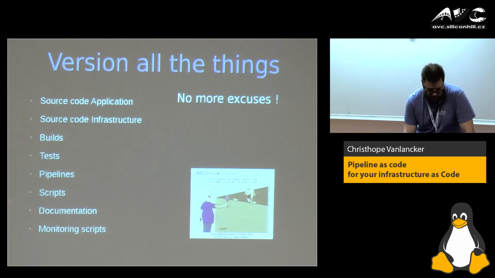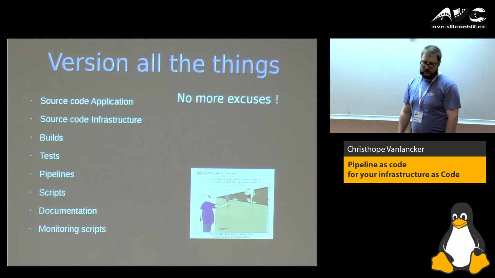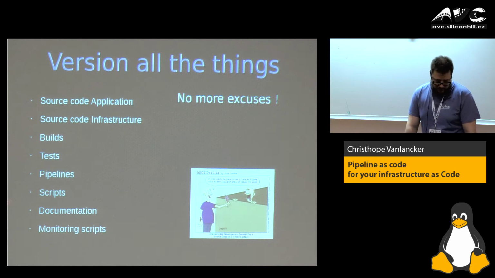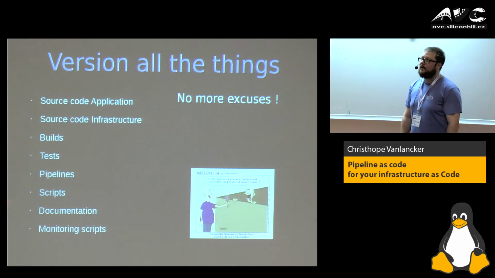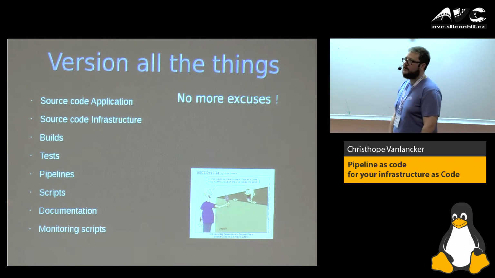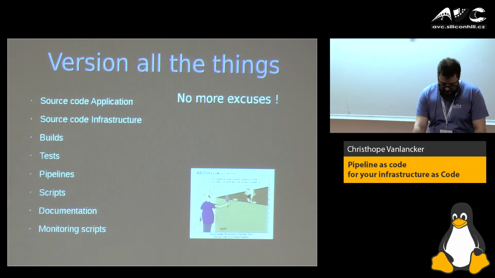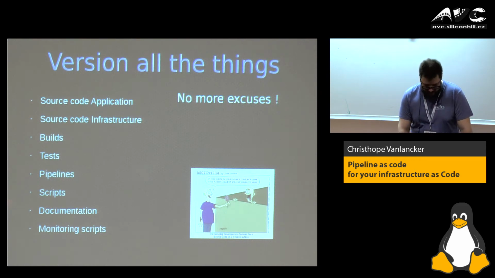So what do we do? We version all the things. Our applications are versioned. The code to describe our infrastructure is versioned. The way we define our Jenkins jobs is also versioned. So let's take an example of how we achieve that.